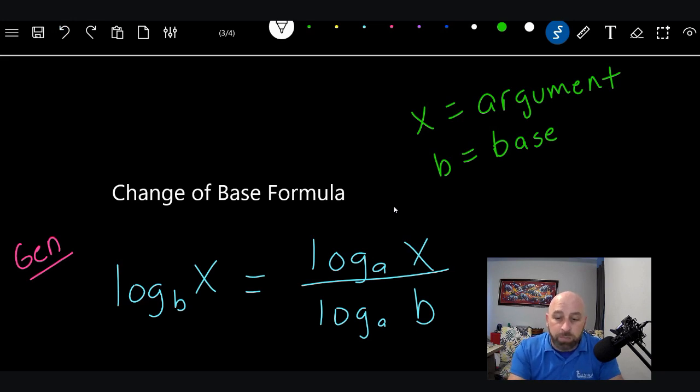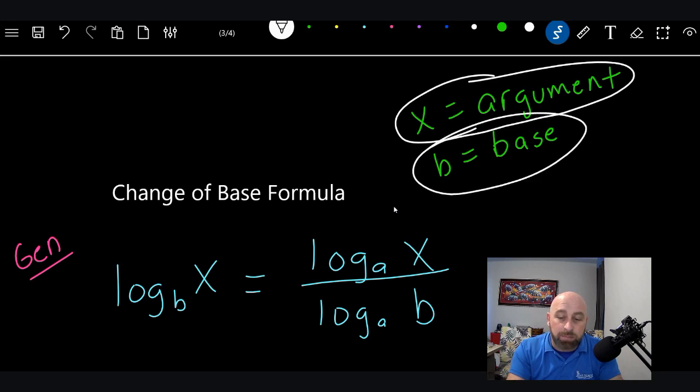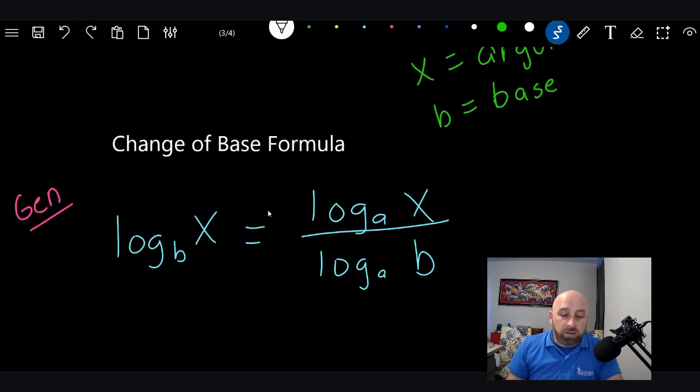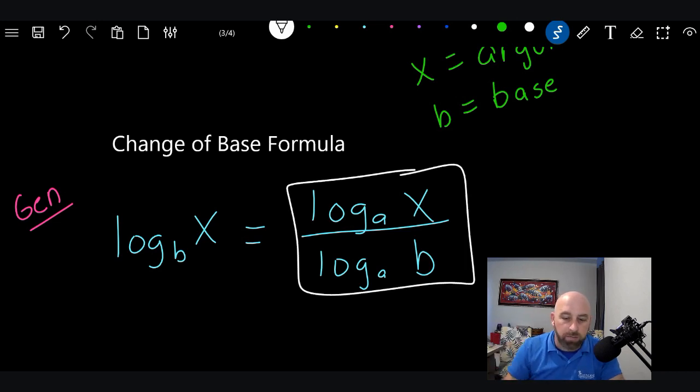A couple of things are important. Don't forget that the x is our argument and the b is our base. That's very important for what we're doing right here. This is the general format, and we're again on page 348. If we just get a normal problem, this is what it will look like.